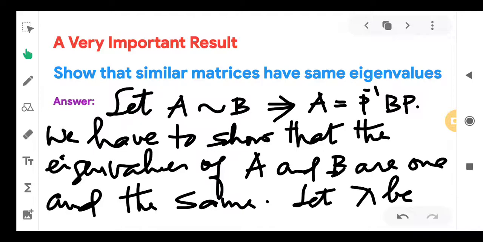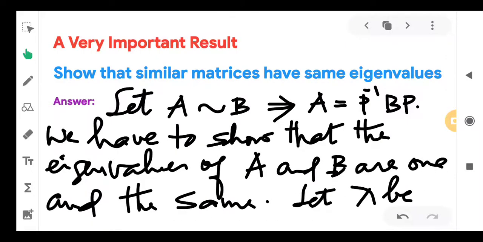Now, a very important result: show that similar matrices have the same eigenvalues. That means if two matrices are found to be similar, then they will have the same eigenvalues. Suppose A is similar to B. We have to prove that the eigenvalues of A are the same as the eigenvalues of B. So if A is similar to B, then this equation holds. You can write it as P B P inverse, or P inverse B P. So we have to show that the eigenvalues of A and B are one and the same.